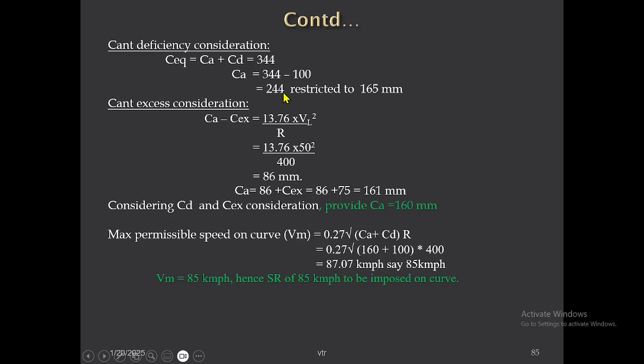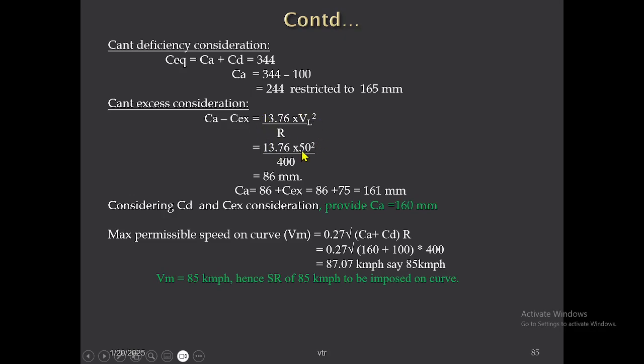Even 244 we can't provide, because maximum superelevation has been restricted to 165 mm. So, based on cant deficiency consideration, cant actual we can fix up to 165 mm. Now we'll go for cant excess consideration. In cant excess consideration, the equilibrium cant is required for the lowest train, because normally in cant excess consideration we have to calculate superelevation required for the lowest train.